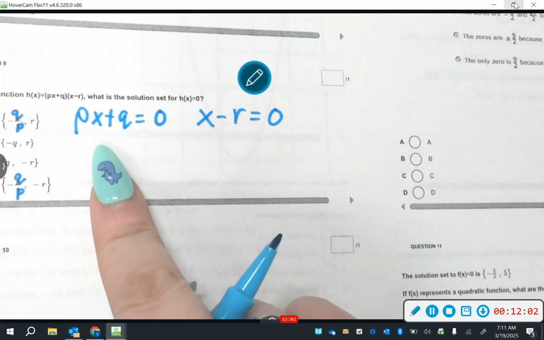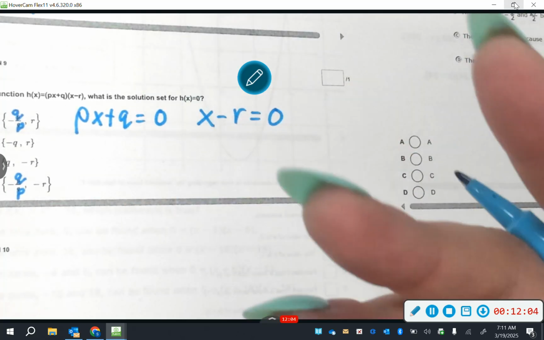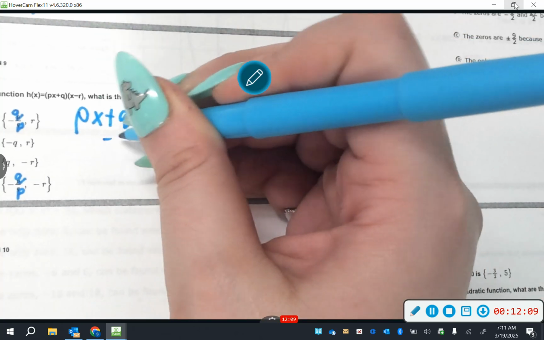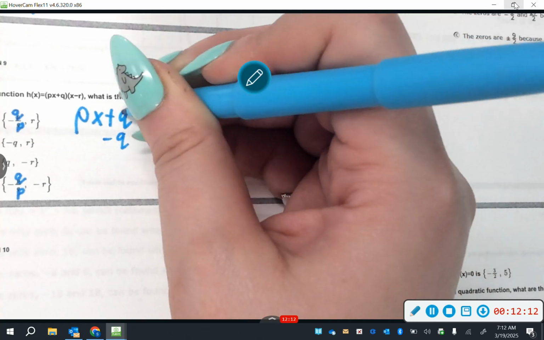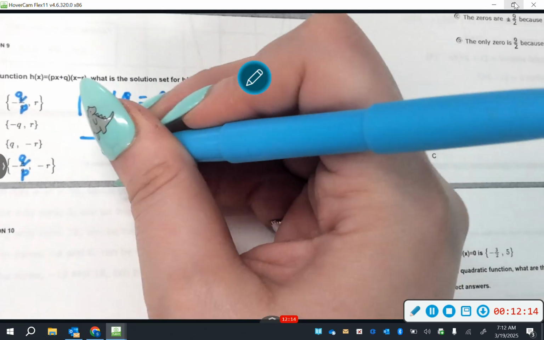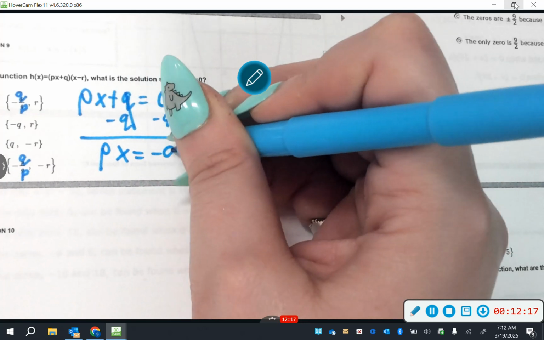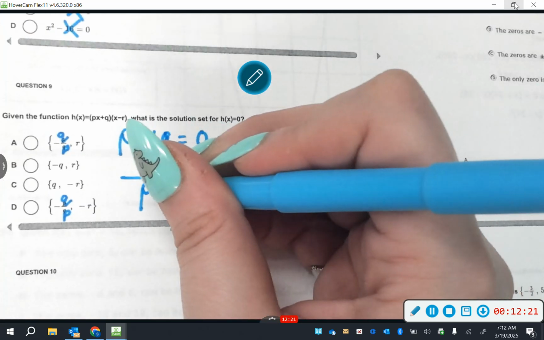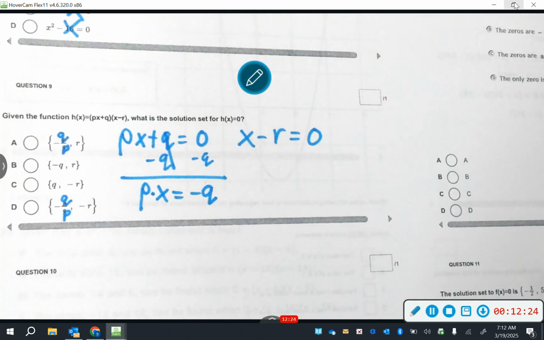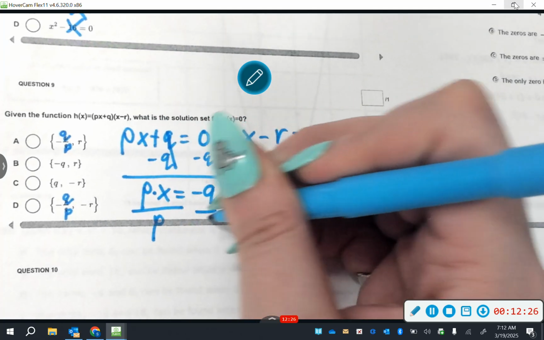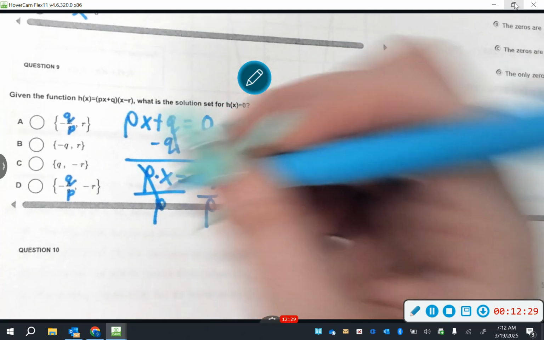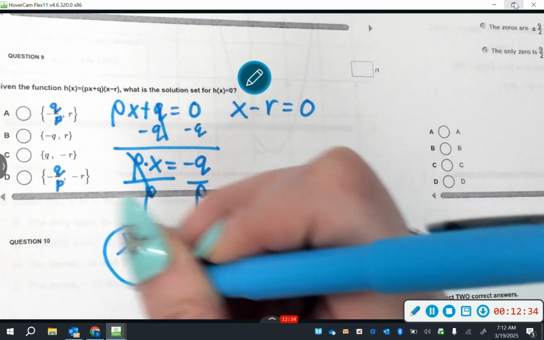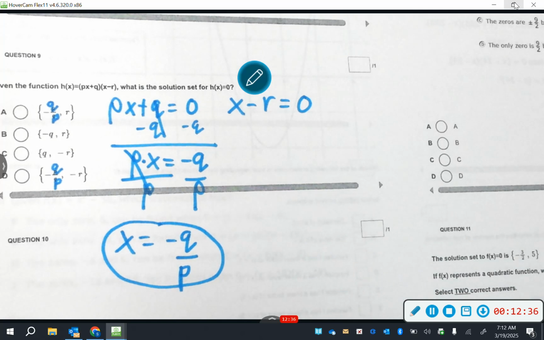So if I want to get this x by itself, even though these are letters, we're still doing opposite operations. What's the opposite of plus q? Minus q to both sides. So we have p x equals negative q. Now we need to get rid of that p. Remember, p x means p times x. So I'm going to divide both sides by p. So x is going to equal negative q divided by p. That's going to be one of our answers here.